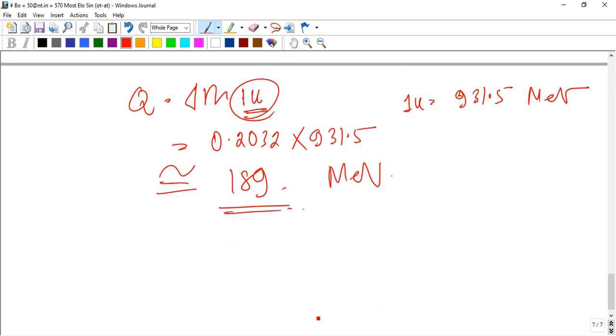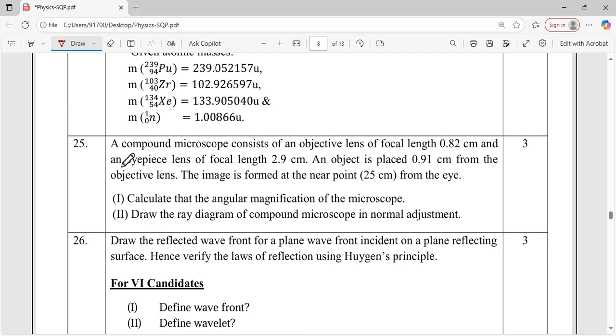Now the next question, question number 25. A compound microscope consists of an objective lens of focal length 0.82 centimeter and an eyepiece of focal length 2.9 centimeter. An object is placed 0.91 centimeter in front of the objective lens. The image is formed at the near point, 25 centimeter from the eye. Calculate the angular magnification of the microscope. Draw the ray diagram of the compound microscope in normal adjustment.